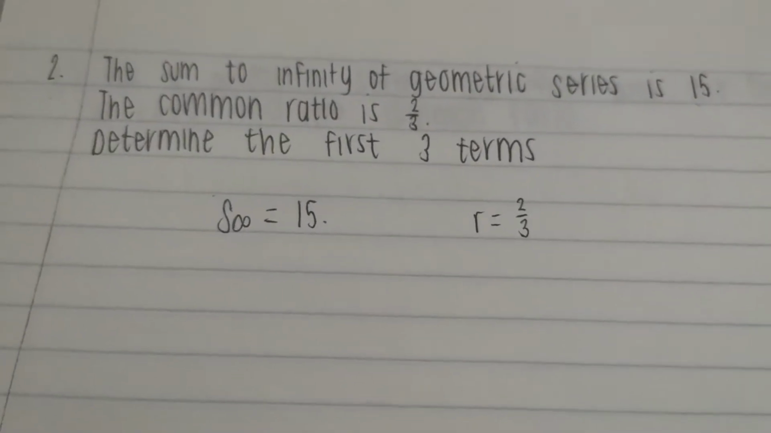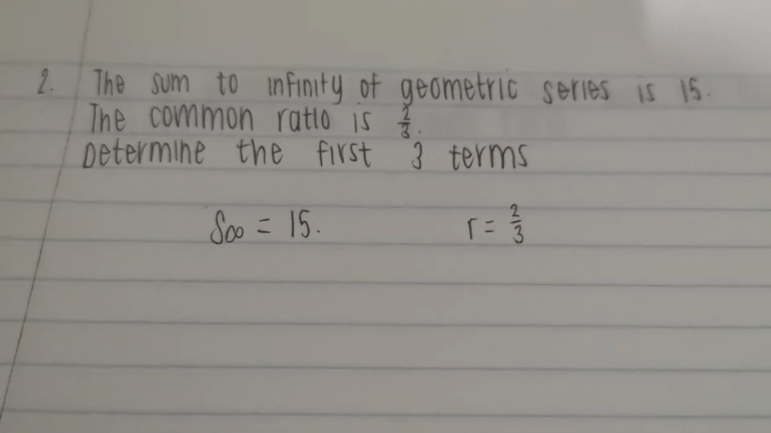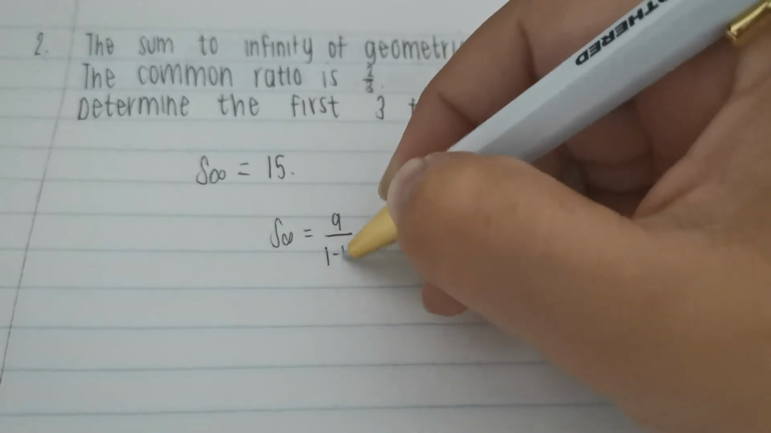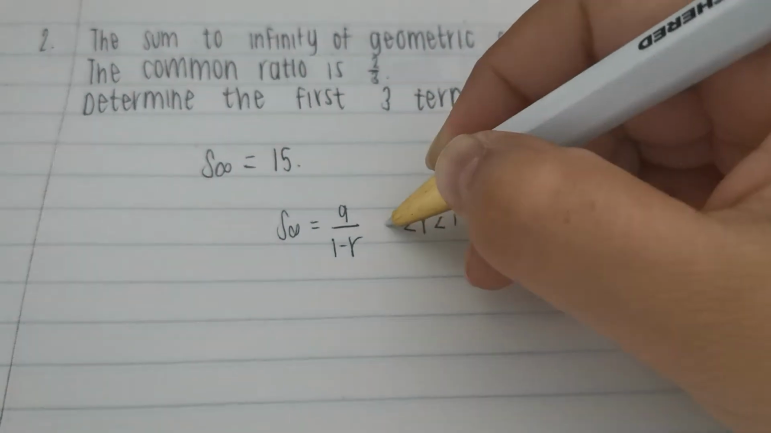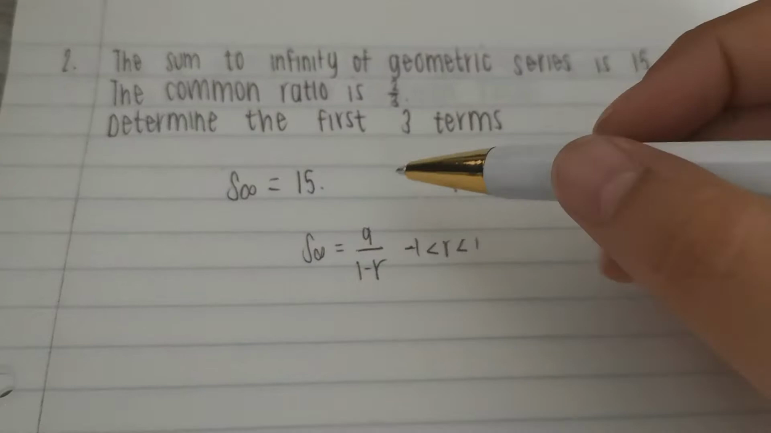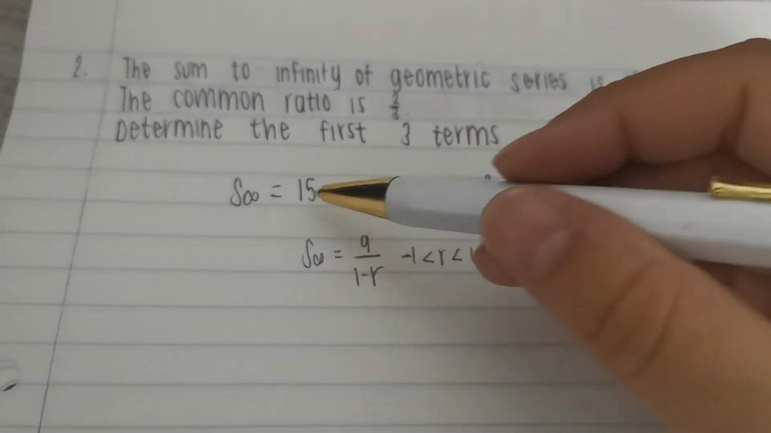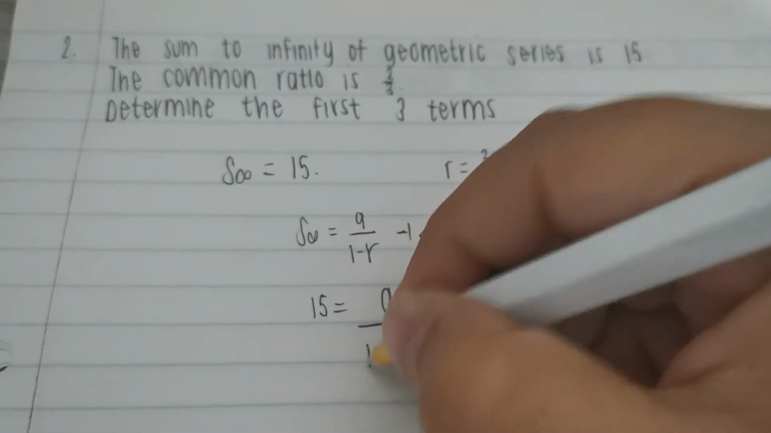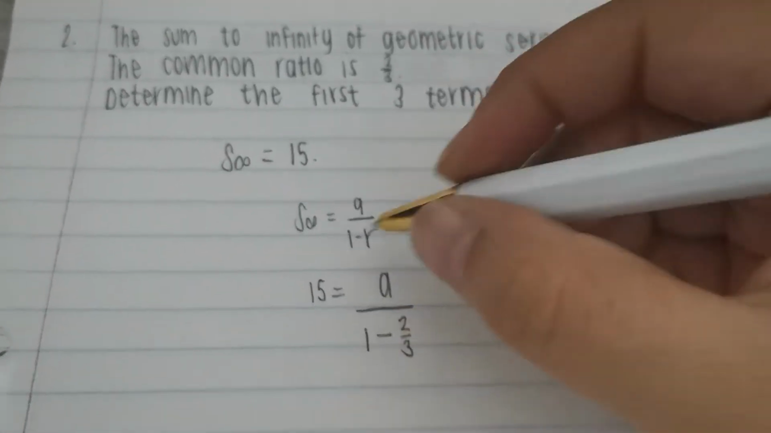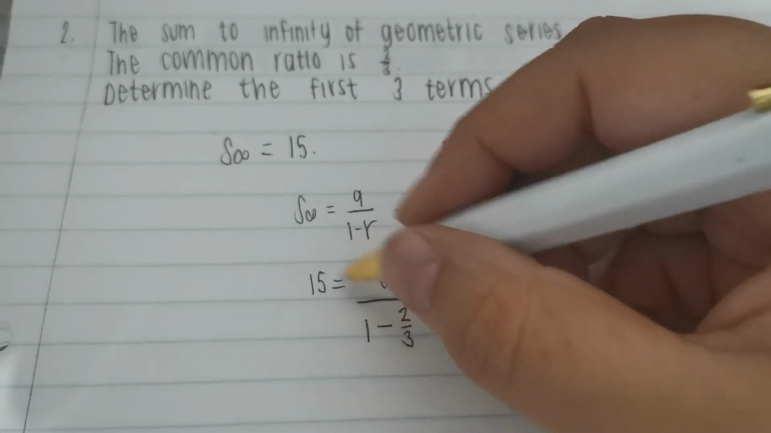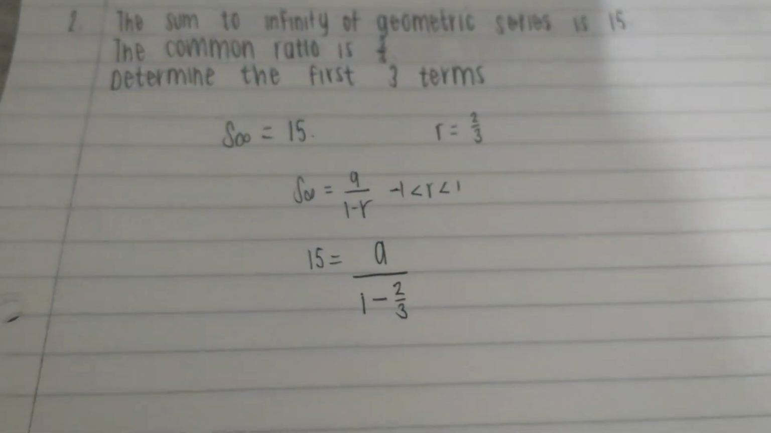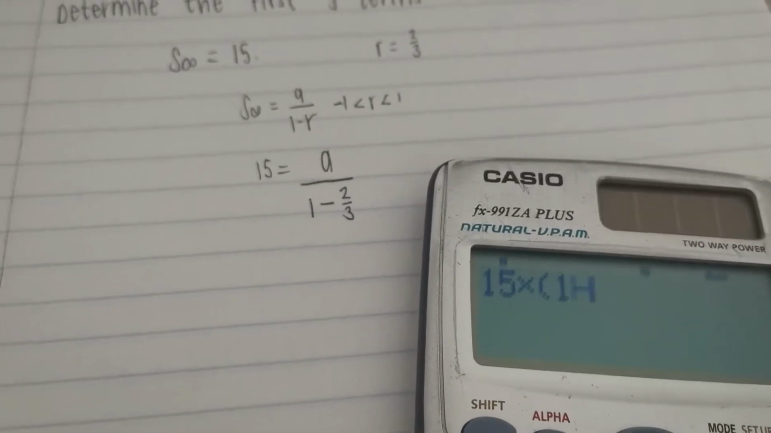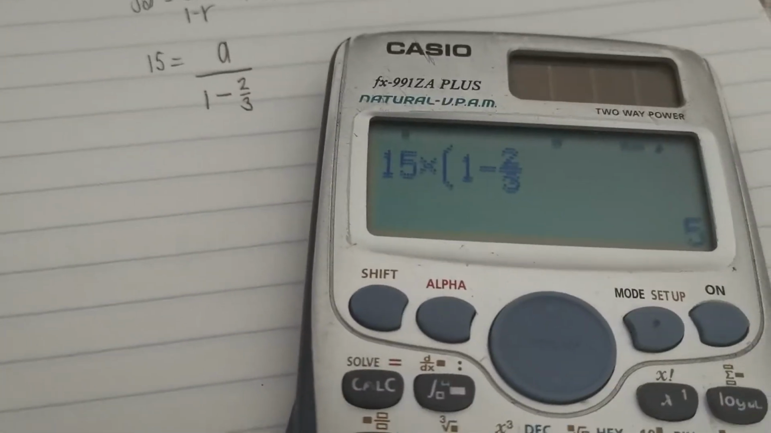In order to get the first three terms, I have to get the first one. So sum to infinity is a over 1 minus r. Isn't that correct? Then I'm going to substitute what I have. This is 15 equals a, which is what I'm looking for, over 1 minus 2 over 3. I'm going to multiply both sides by the 1 minus 2 over 3 to get a on its own. That gives me 5.